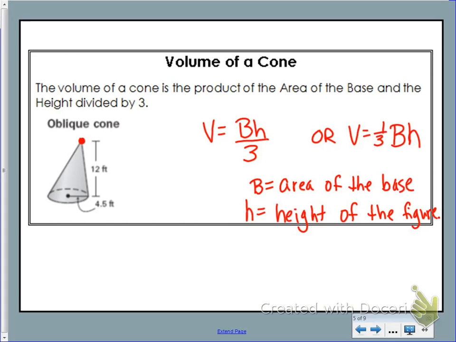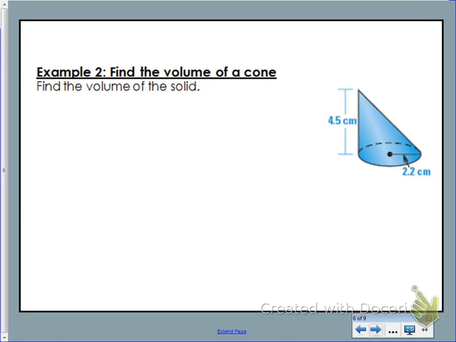So in this case, we would calculate the area of the base, and then we would use the fact that the height of the figure is 12 feet. That's the perpendicular height again, not the slant height. All right, so let's find the volume of this solid. Now, if you notice, this is the first time we've seen an oblique solid, meaning it's not necessarily a right figure, but it's still going to use the same formula.